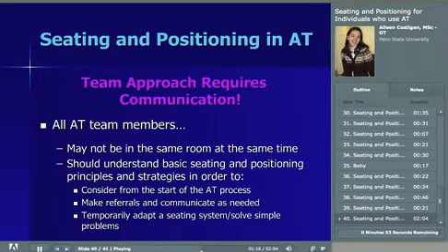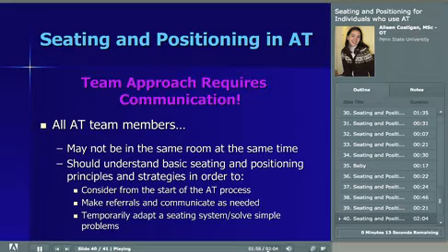All assistive technology team members would benefit from familiarity with basic seating and positioning principles and strategies in order to consider them from the very beginning of and throughout the assistive technology process. This will enable effective communication amongst team members to ensure that seating and positioning issues are communicated effectively to the occupational therapist or physical therapist, that appropriate referrals are made as needed, and that temporary adaptations to an individual's seating system can be made to solve issues in the interim until a more permanent situation can be realized by specialists.